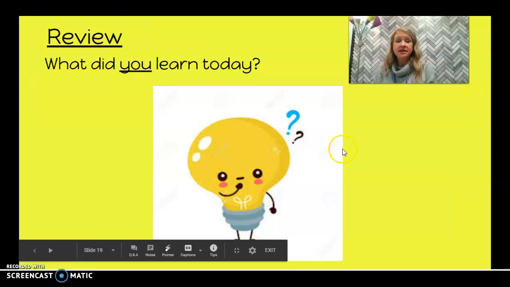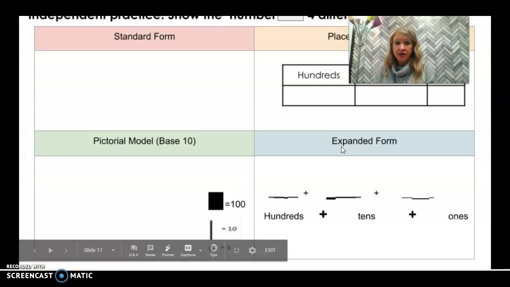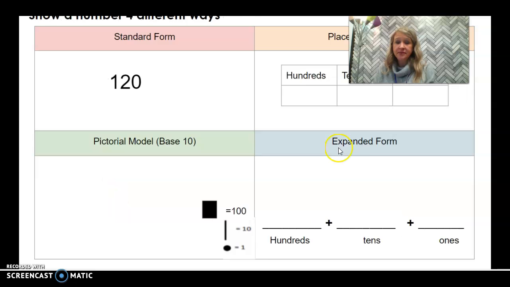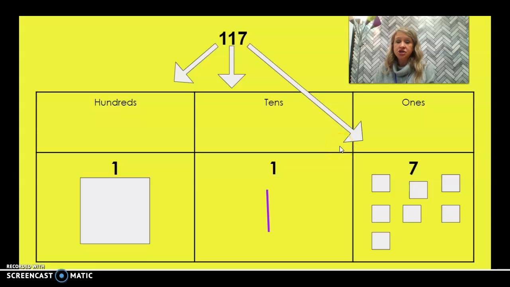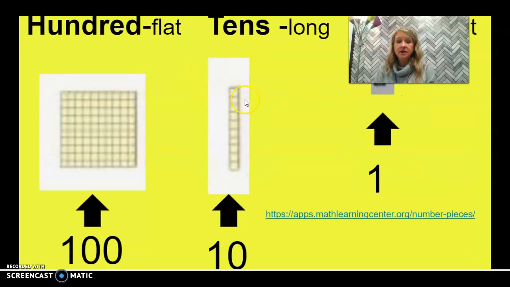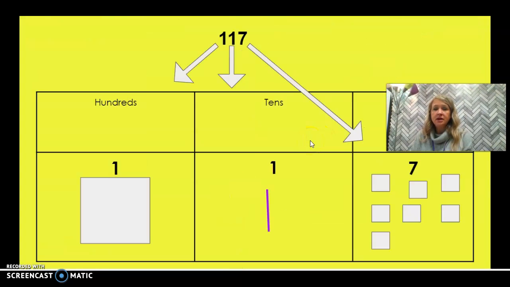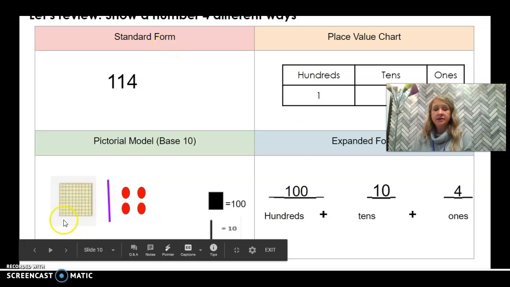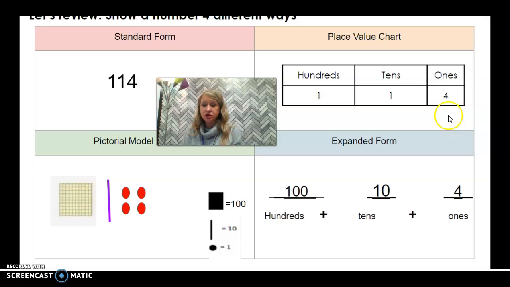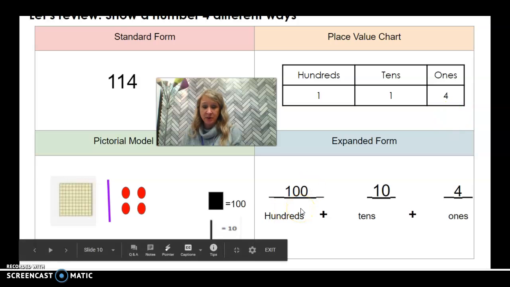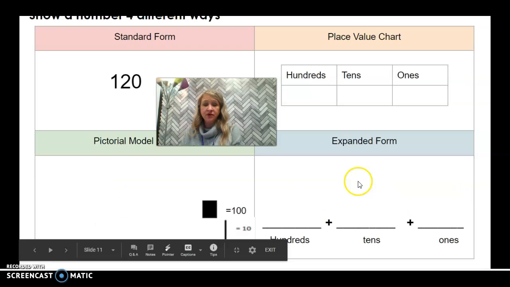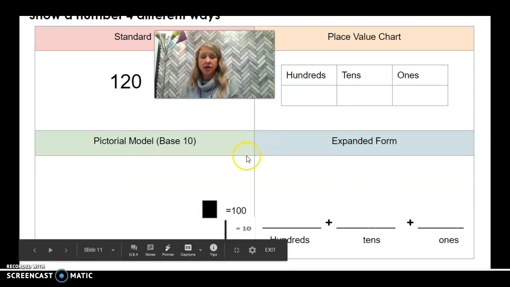So what did we learn today? We learned that we can show a number in 4 different ways using our hundreds flat, our 10 longs, and our ones units. So using our 100, we made a picture of the number 114. We wrote the number 114 in the place value chart, and we wrote it in expanded form, 100 plus 10 plus 4. We also did that for 120.